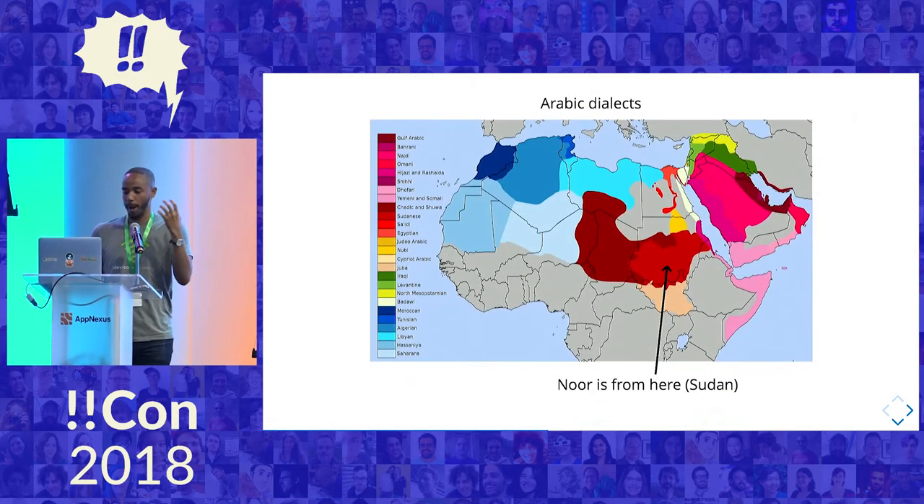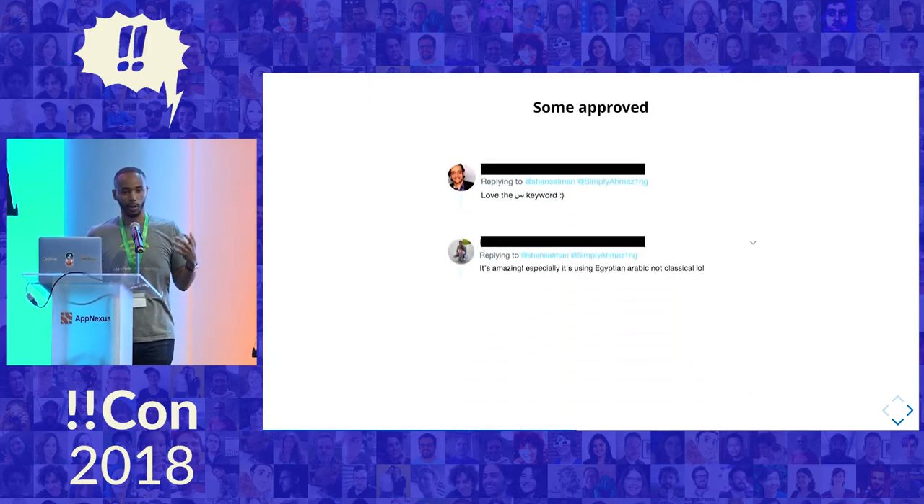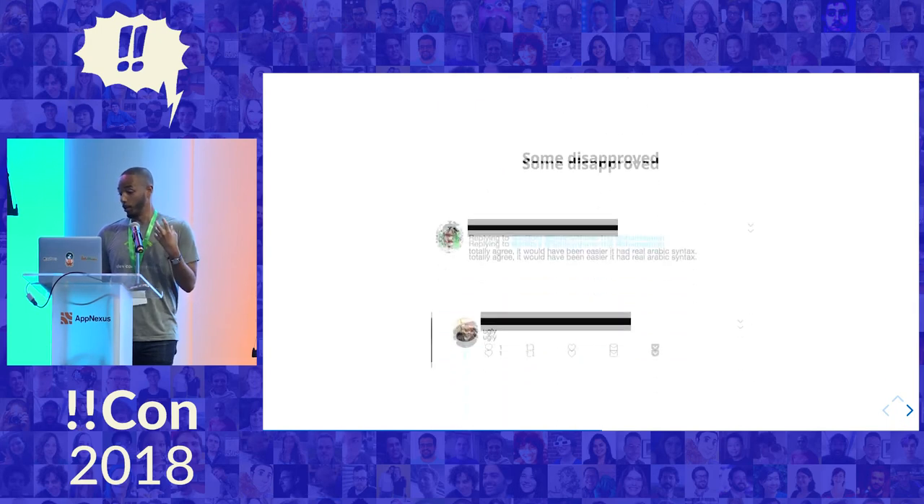Just to show you a map of all these dialects and how they vary. I'm from Sudan, and so this is the area where my dialect is really prevalent. But there are different dialects across North Africa and the Middle East. When Noor got public, some people really liked the fact that I used my own dialect. Some people thought that I was Egyptian because they were trying to triangulate where I'm from based on a few key words, and that's hard to do. Some people thought I was from the Gulf, and I'm not from the Gulf. And some people really didn't like it.